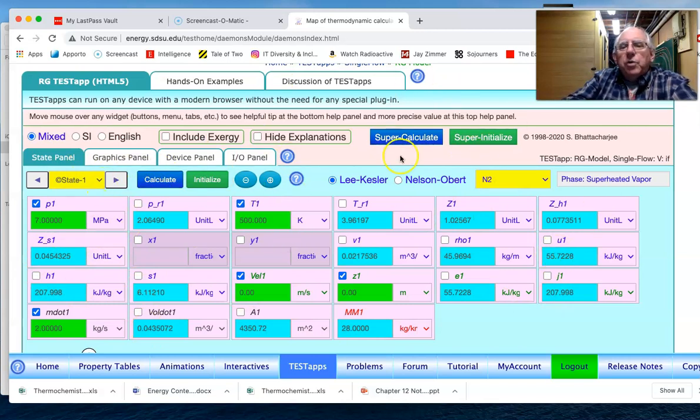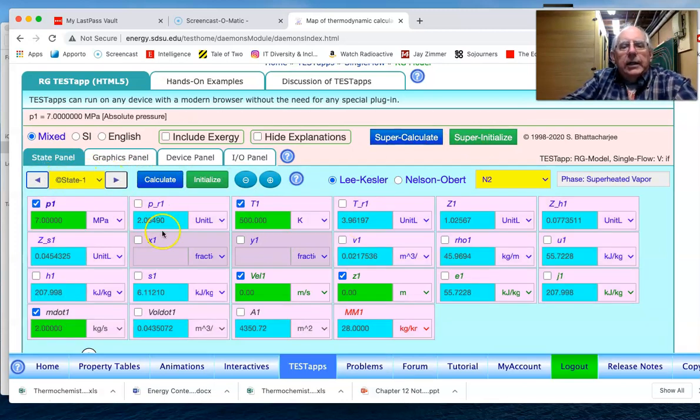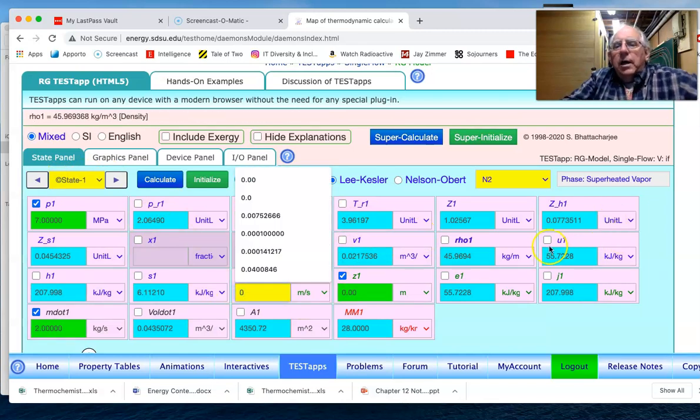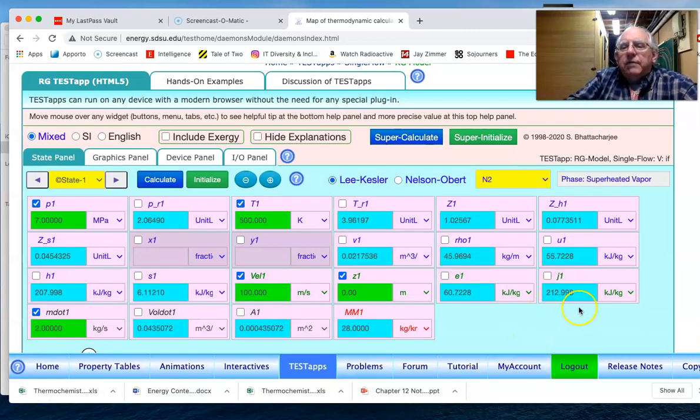We now can go to our second state, and as it goes through, oops, we forgot to add, in this case, there was a velocity associated with the fluid. And so just to watch here, here is our value of flow energy, J1, 2079, or about 208. As I give it some kinetic energy of 100 meters per second, one sees that the flow energy went up by a small amount because of the kinetic energy component. So there's our state 1.